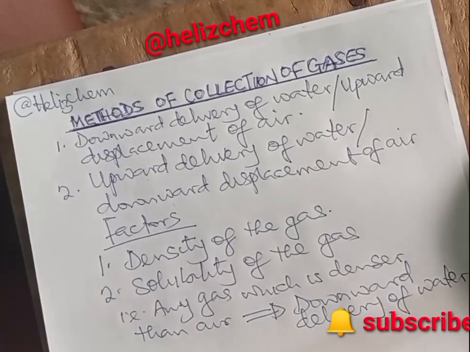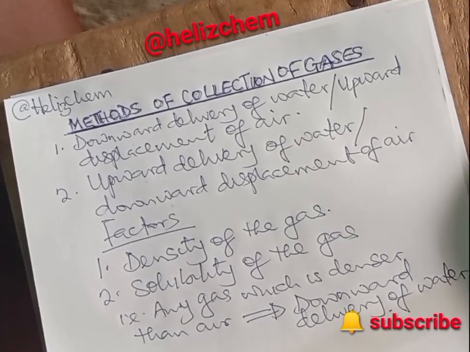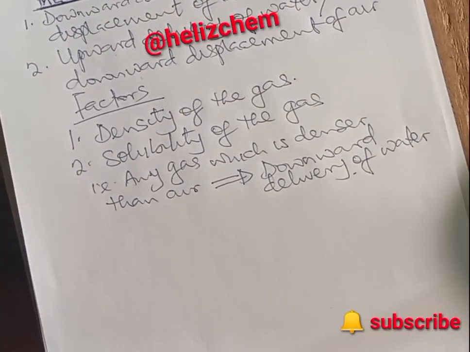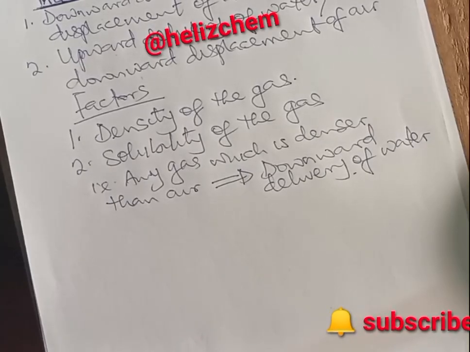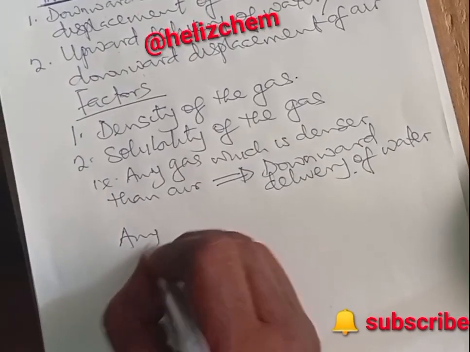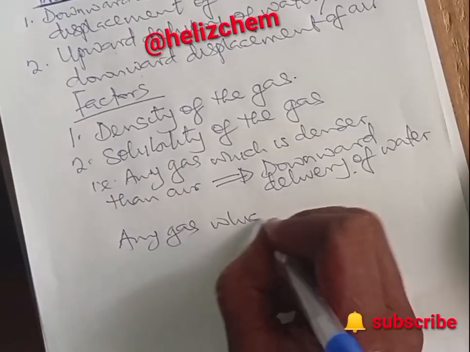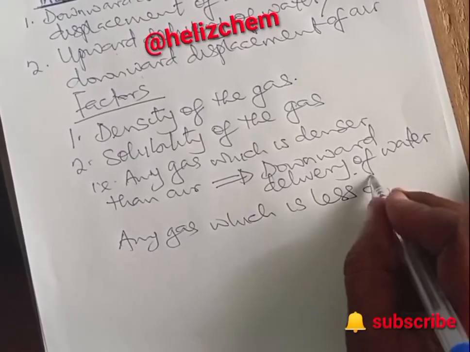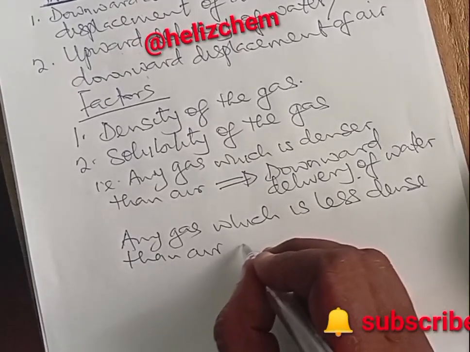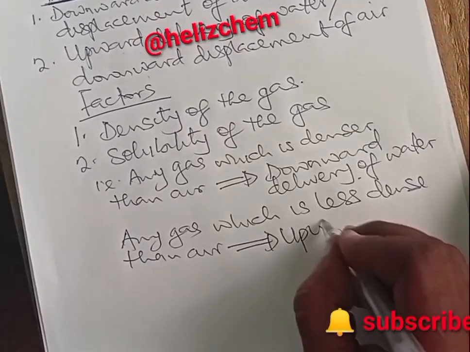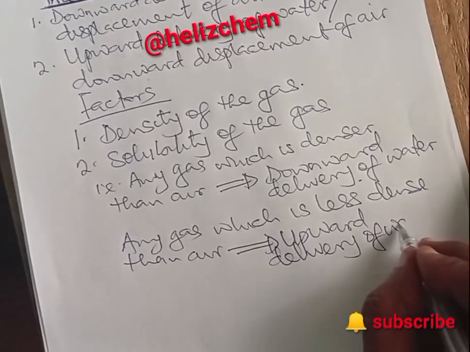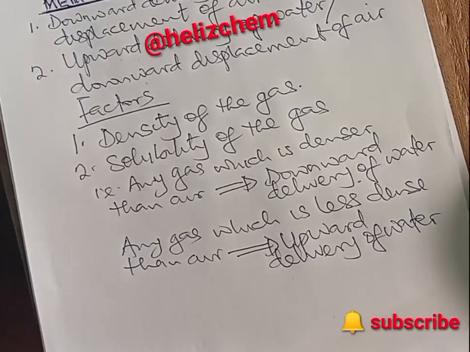But if a gas is less dense than air, then such a gas will be collected by upward delivery of water. What am I saying? Any gas which is less dense than air will be collected by what? Upward delivery of water, otherwise known as downward displacement of air.